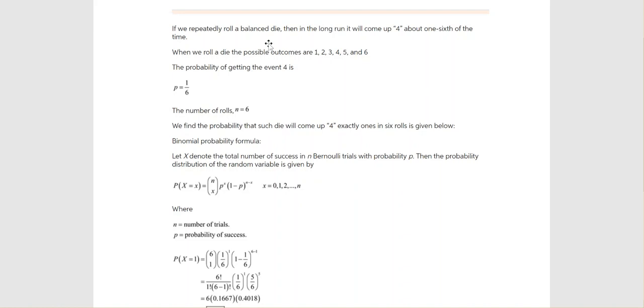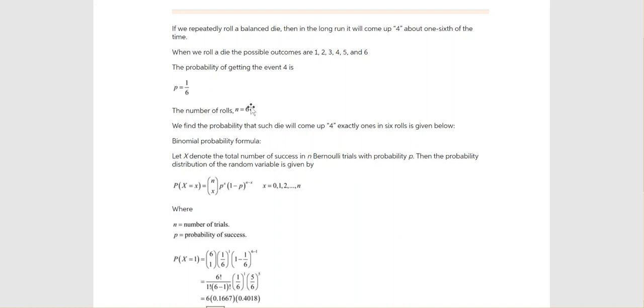Okay, so you're wanting to know if you repeatedly roll a balanced die, then it coming up 4 is going to happen 1 out of 6 times, because there's 6 faces to a die and there's only one number 4 on there. So the probability of getting 4 is going to be 1 out of 6. The number of rolls, right, is your n value.